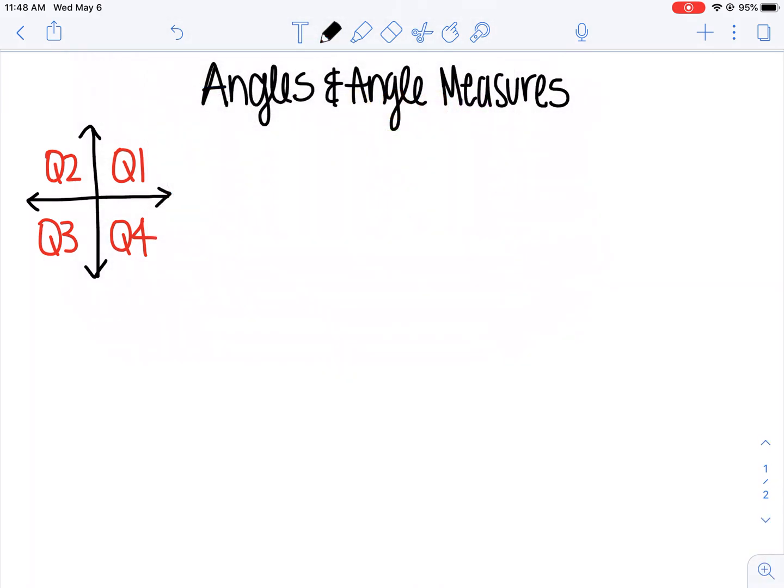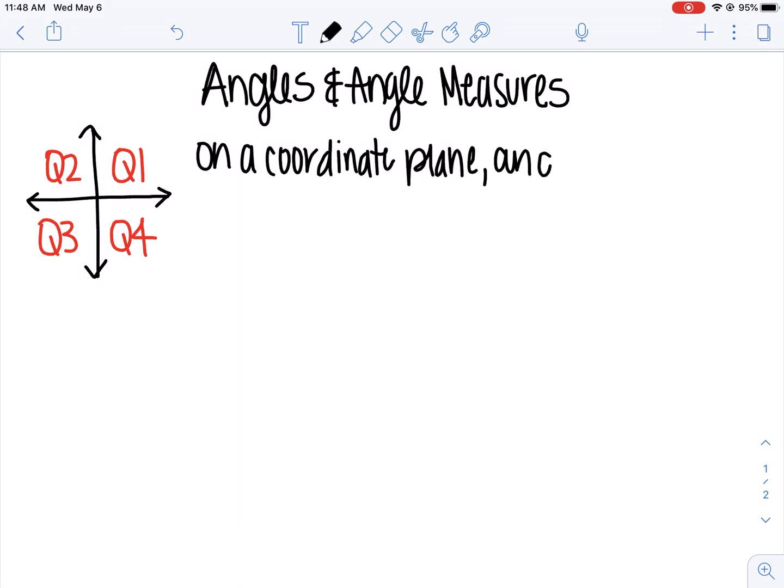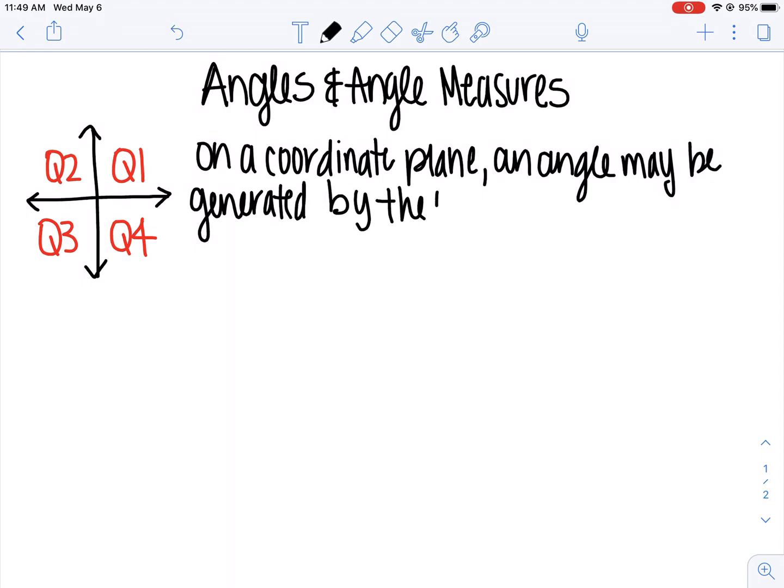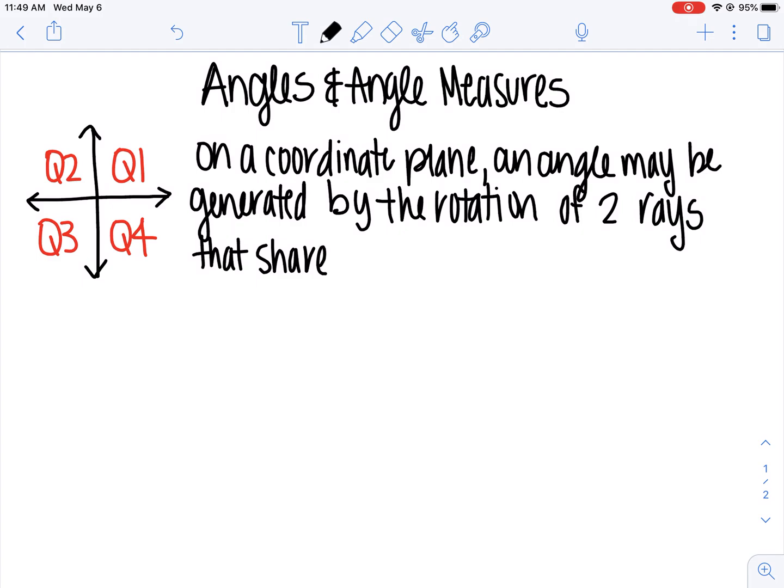And so, on a coordinate plane, an angle may be generated by the rotation of two rays that share a fixed endpoint. Now when we graph on the coordinate plane, that fixed endpoint will be the origin.